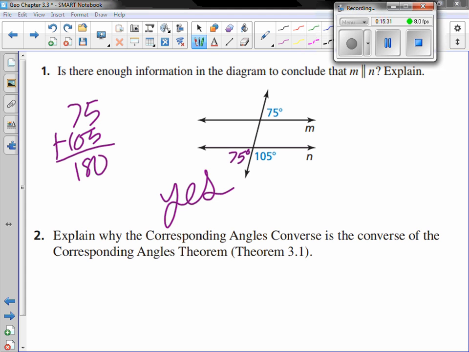So any questions on this here? With these here, there's not too many of them because I only have one of them there. Is there enough information? So if we can say that the corresponding angles are congruent, then yes. Alternate exterior, alternate interior, any of these here, if we have enough information to say one of these theorems, then yes.